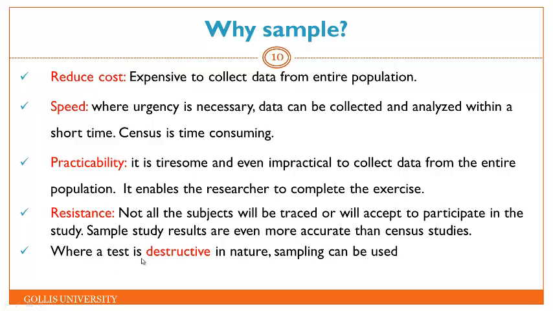Another reason why we use sampling is where a test is destructive in nature. Sometimes when you're doing, for example, an experiment in a population, you cannot just go and experiment on the whole population. Maybe the test is destructive in nature. Maybe you are going to kill everyone in the population, and that is not good. So that's why we sometimes apply the concept of sampling.